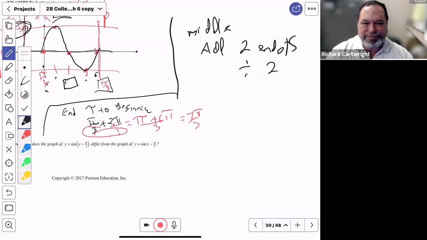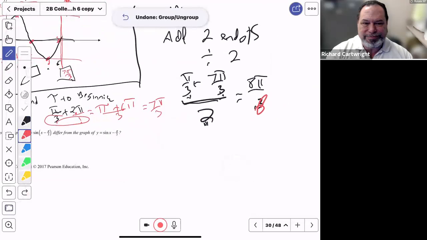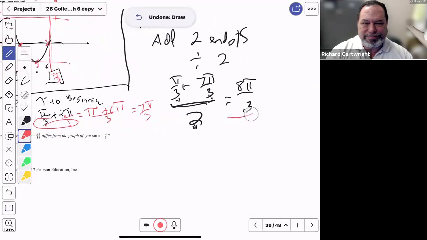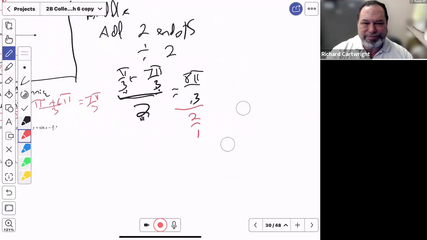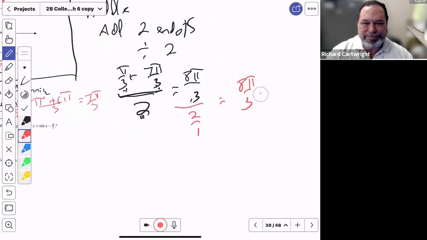That's an average. So here goes pi over 3 plus 7 pi over 3. Take that divided by 2. Good news, common denominator. That's 8 pi over, I want to say 3, but because I'm dividing the whole thing by 2, that 3 really becomes a what? A 6. It doubles. Now, if you want to leave it as divided by 3, divided by 2 over 1, you're welcome to do that. That means 8 pi over 3 times the reciprocal. Now you see why I just doubled it. 8 pi over 6, the same answer.